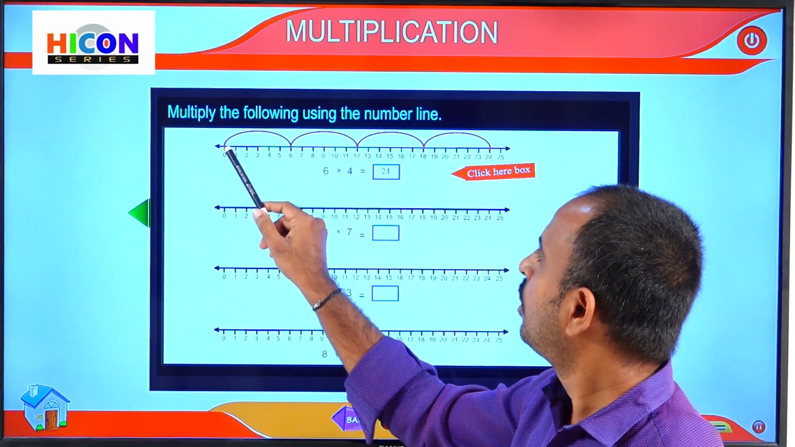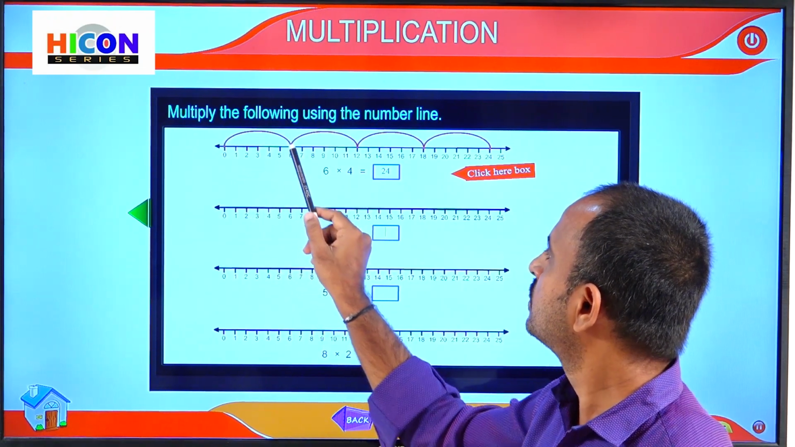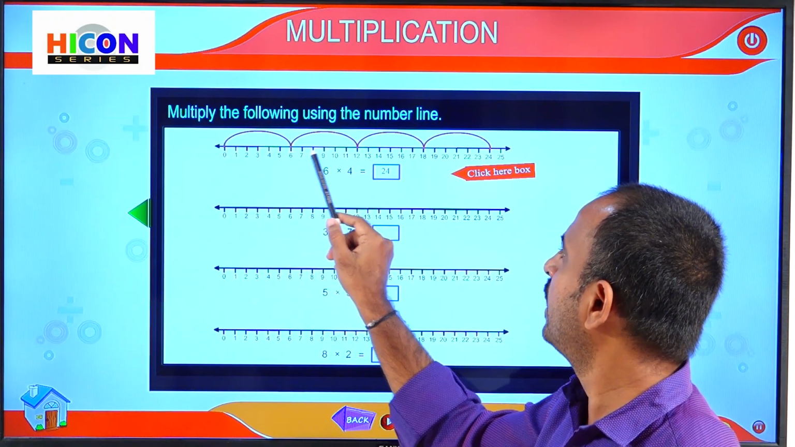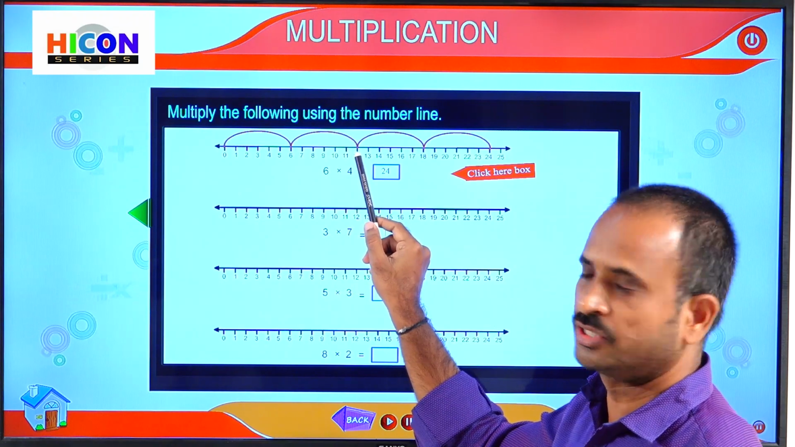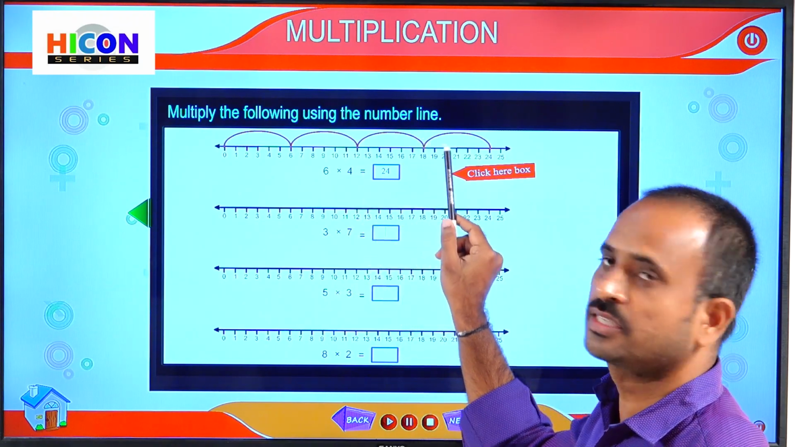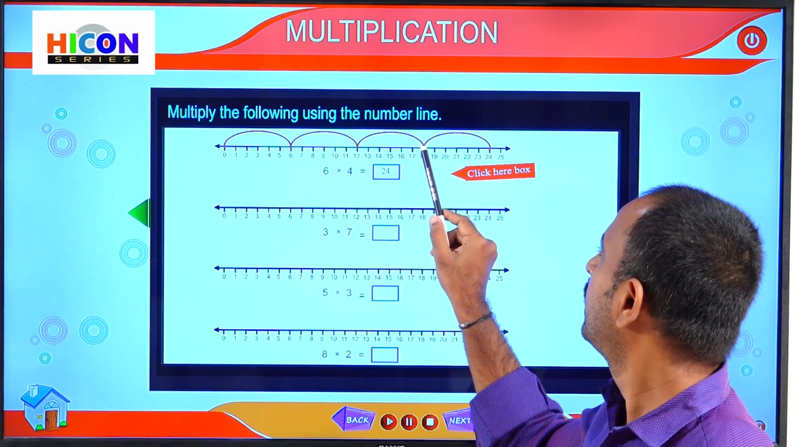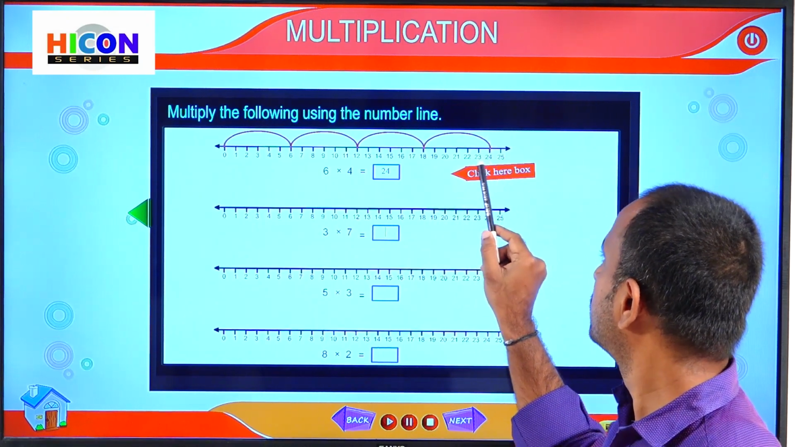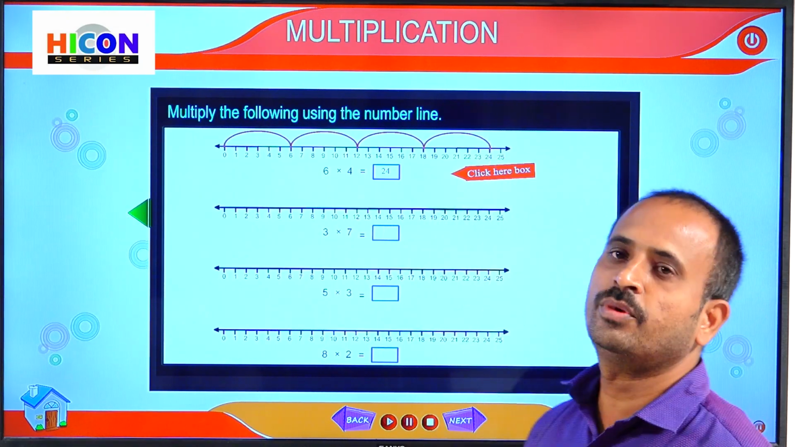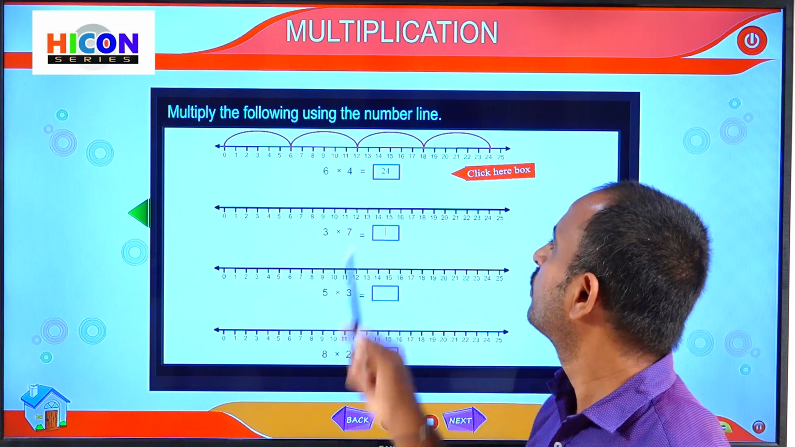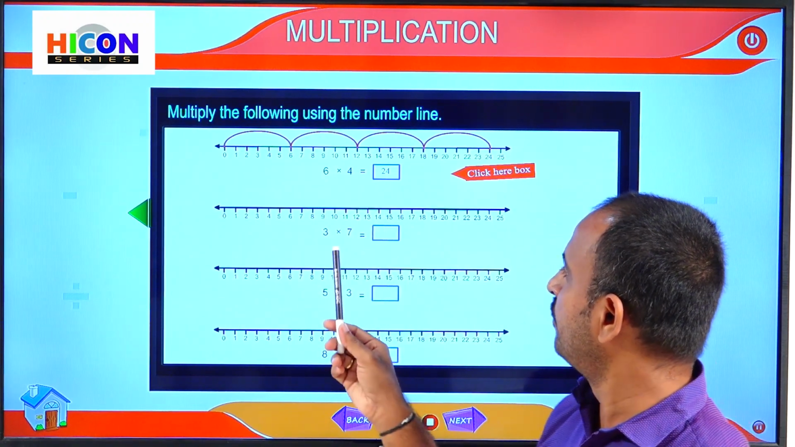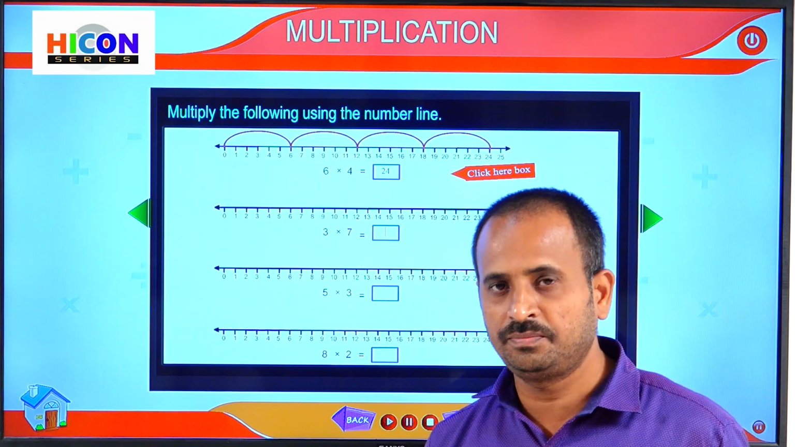And in each step, how many numbers have we crossed? 6 steps. And again we have crossed 6 steps, reached the 12. Again crossed the 6 steps, we have reached 18. And again crossed the 6 steps, 6 numbers, we have reached the number 24. Answer is 24. So children, in the same way, do the next problem.